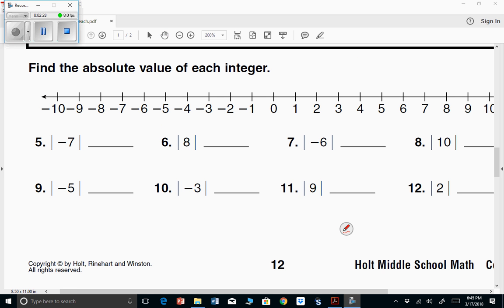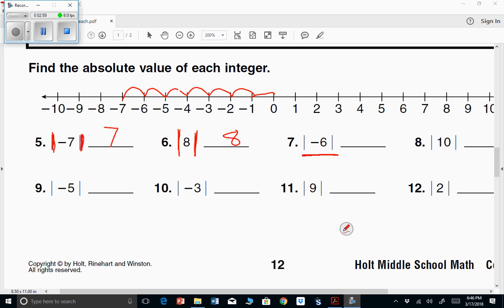So the result of that really is, if they're asking you for the absolute value of a number and that number is negative, the absolute value is that same number, only positive, because it's just how far is it from zero. 1, 2, 3, 4, 5, 6, 7 jumps from zero. If the number is already positive, like this 8, the absolute value of 8 is still 8. It's not -8, because distance is always positive.